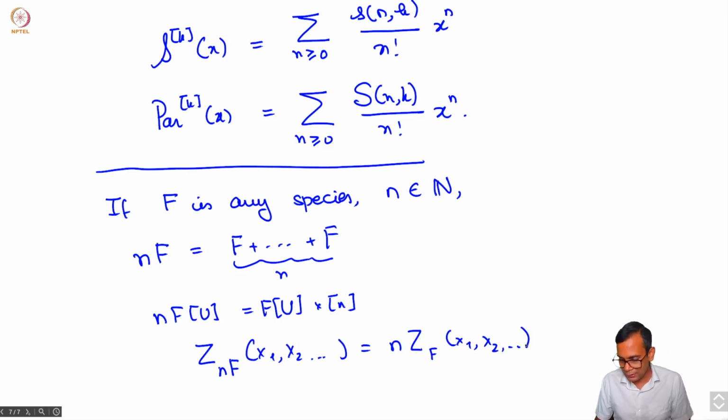Okay, so with this, I think we have a pretty decent idea of what sums of species are. In the next lecture, we will see how to multiply species.